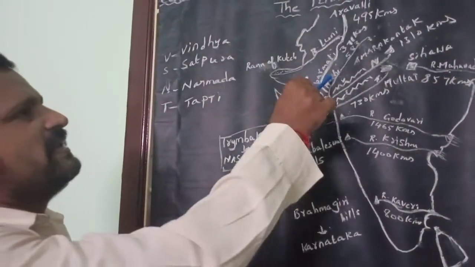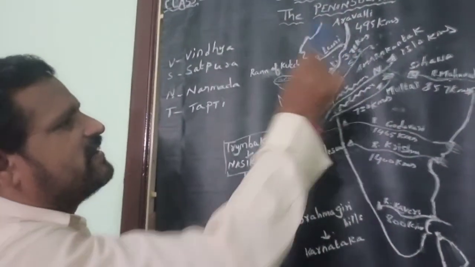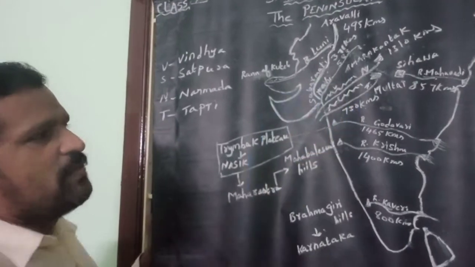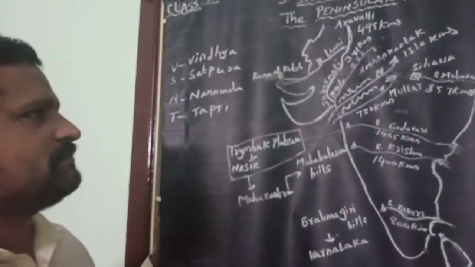The length of the Mahi river is 583 kilometers. The length of the Tapati river is 730 kilometers.